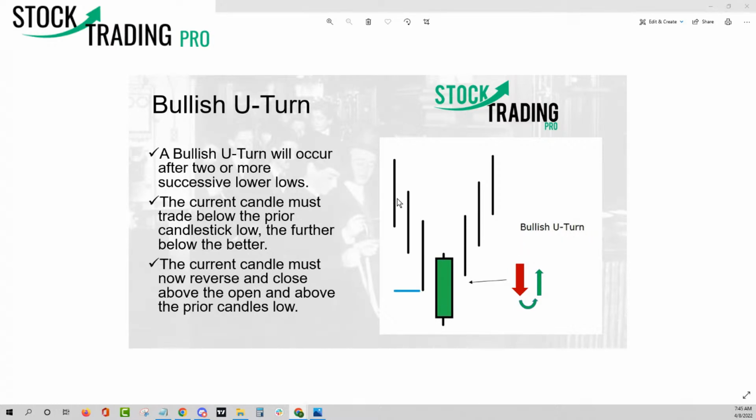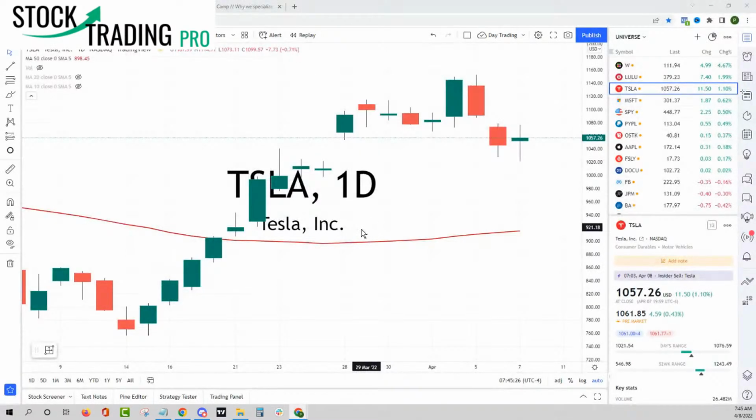So you can imagine it's going down, going down, going down. Then this day trades below that candle, reverses, and you can see the reversal here. That's why we called it a U-turn. It trades back above that candle, closes above the open, which is why it's green, and closes above the previous low. That's the bullish U-turn. So what is the trade here? Now, we want to put this in context. It's a momentum reversal back in the direction of the bullish order flow.